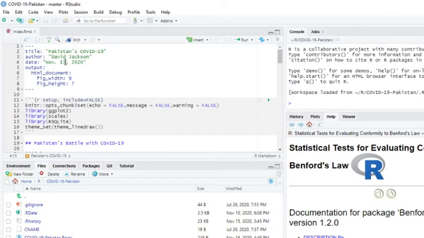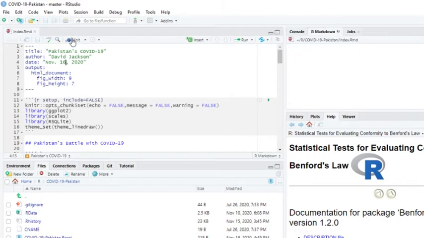So here we are in Pakistan. Pakistan had a really good run of about 2 or 3 months of very low cases and deaths. But then recently they've been trending back upward again. Let's take a look at the numbers for Pakistan now.